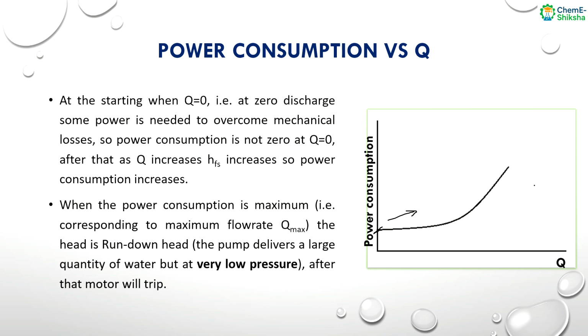Now at this point, when the power consumption is maximum, corresponding to the maximum flow rate, what head we will get is called the rundown head. So it is the head when the pump will deliver a large quantity of fluid but at a lower pressure. Now after this point, if we increase the flow rate, then the motor will trip. So this is the maximum flow rate that a pump can achieve.